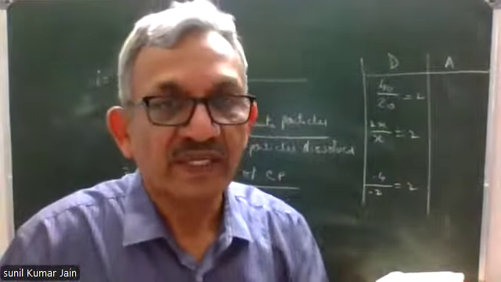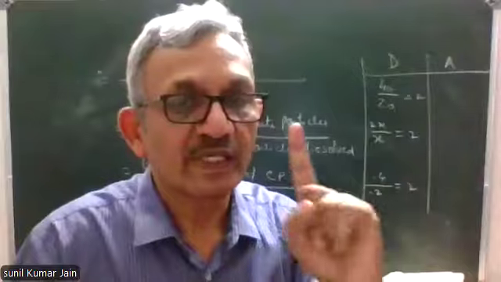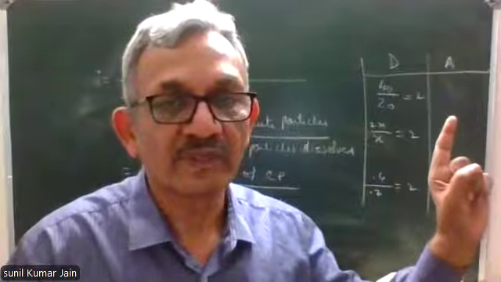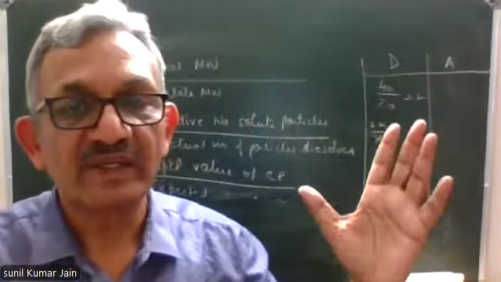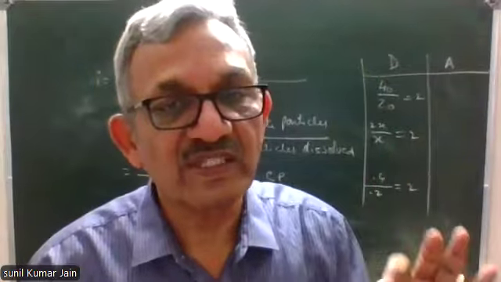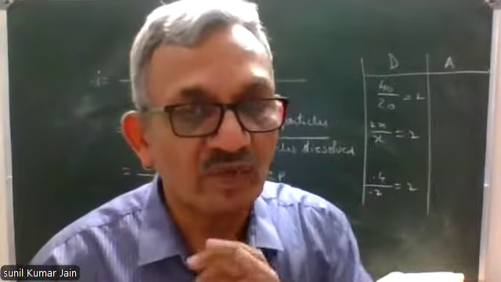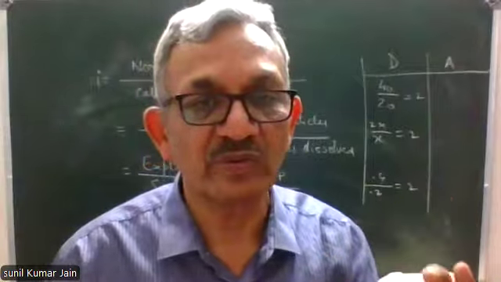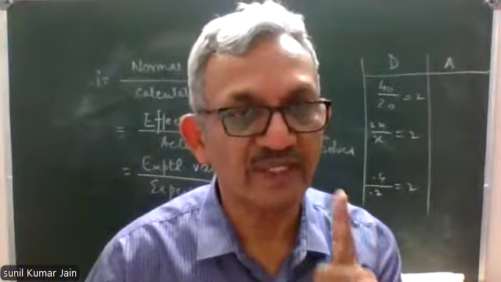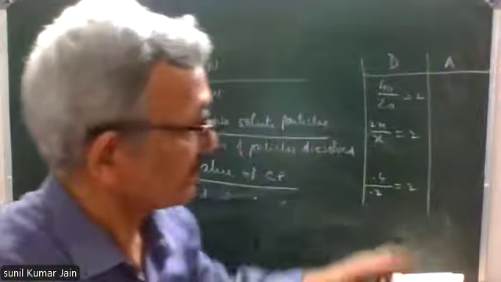Not only more than 1, if dissociation is 100%, then the value of i will be equal to the number of ions produced by one molecule. If it is barium chloride, one molecule will give 3 ions, so i will be 3. If it is ammonium chloride, one molecule will give 2 ions, so i will be 2. So whatever the number of ions produced by one molecule, that will be the value of i in case of dissociation, provided dissociation is 100%. If it is not 100%, we'll take up another topic today.